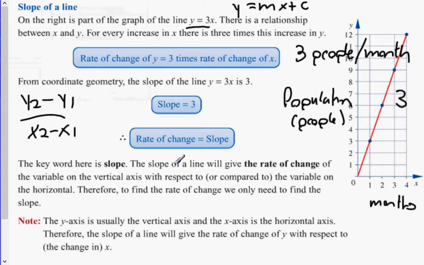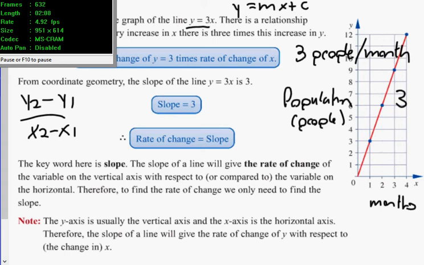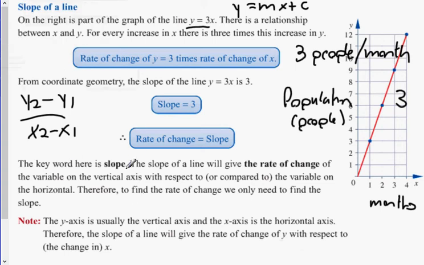The key word here is slope. The slope of a line will give the rate of change of the variable on the y-axis with respect to the variable on the horizontal. Whatever is here, population with respect to time, distance with respect to time. Whatever is on the y changes with whatever is on the x, okay? That's the gist of what we have here.